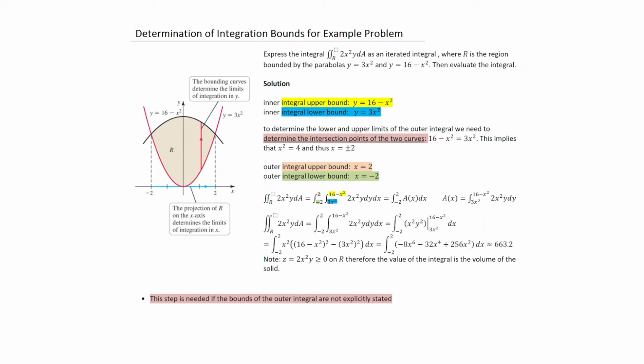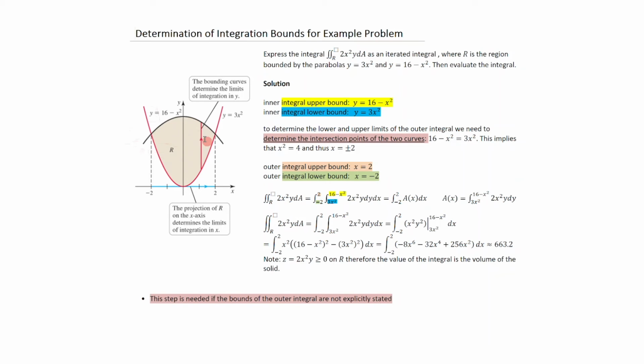So the first thing to do is to sketch these parabolas, which is what is shown on the left. So there's the parabola y equals 16 minus x squared and the parabola y equals 3x squared. The region is basically contained in here. Now what's not shown here is the bounds on x. This is a perfect example. We have two intersection points.